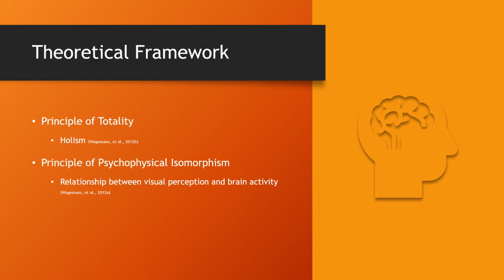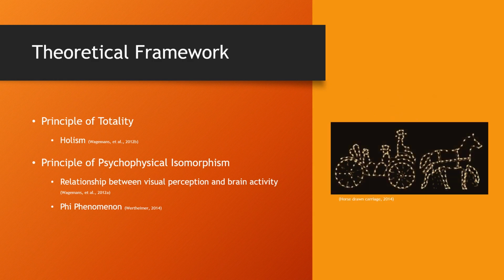In other words, there's a positive correlation between the Gestalt patterning of a stimulus and the electrochemical reactions of brain activity while perceiving the stimulus. A common example of isomorphism is the phi phenomenon. Take this horse-drawn carriage, for example. The sequential flashing of the lights creates the illusion that the horse and carriage are moving forward.